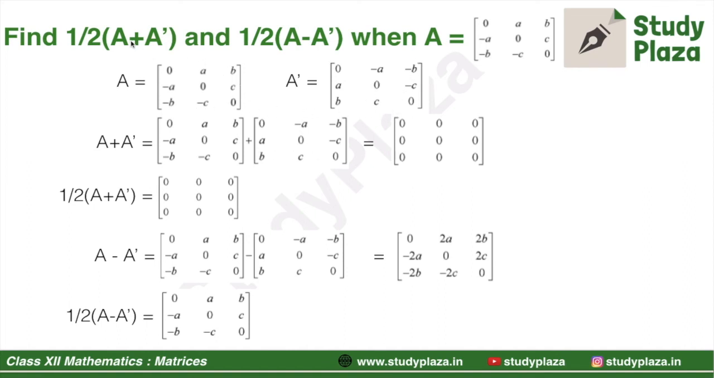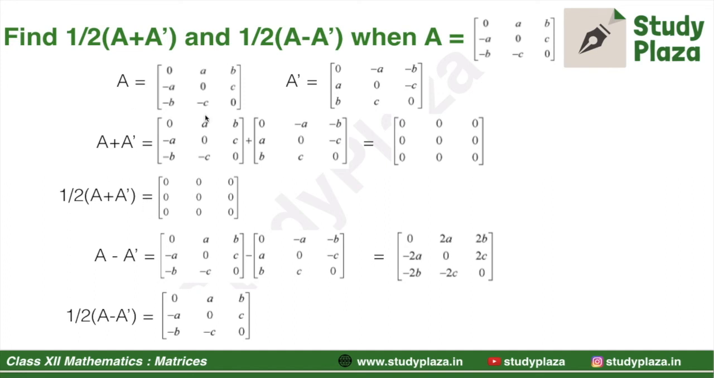Now we will first find A plus A dash, that is we will add these two matrices this way, and we get the value 0, 0, 0. 0 plus 0 is equal to 0, a plus minus a is equal to 0. Similarly, we will add all elements, and we will get the zero matrix. And we multiply by half, and the matrix remains the same.